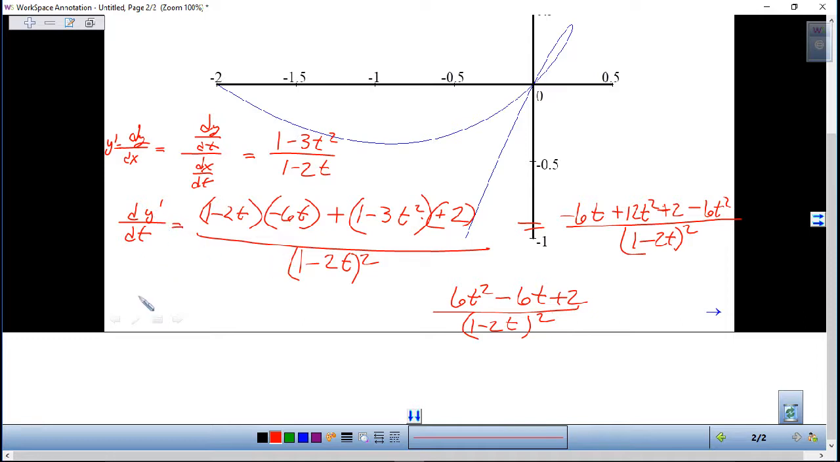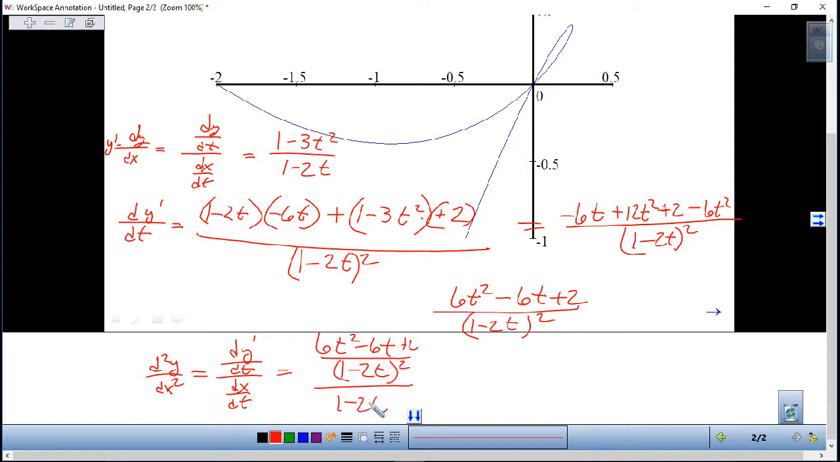We want the second derivative, and that means we're going to have d squared y over dx squared, and that is dy prime over dt divided by dx dt. Now we've already found dx dt. We found it up here. It's 1 minus 2t. So that means we're going to use this: 6t squared minus 6t plus 2 over (1 minus 2t) quantity squared, divided by 1 minus 2t. So we're going to end up with 6t squared minus 6t plus 2, and then we divide this. That means that's just going to increase that by 1 power, (1 minus 2t) cubed.